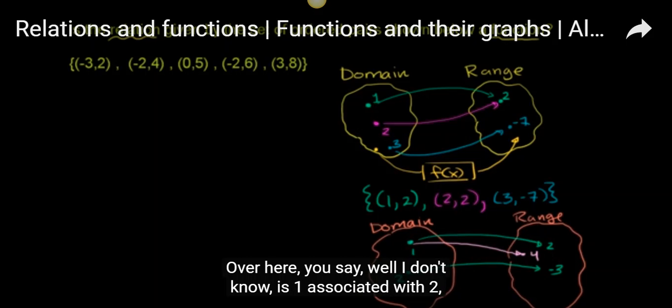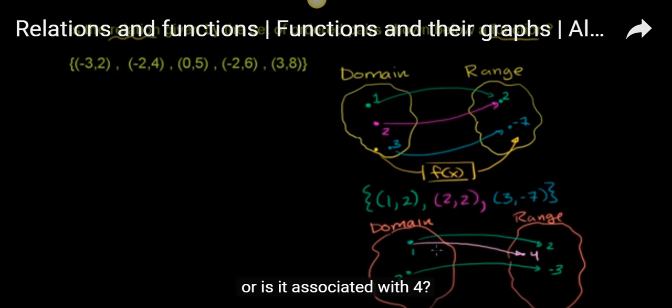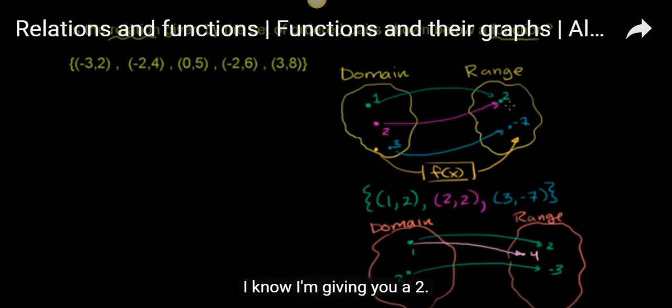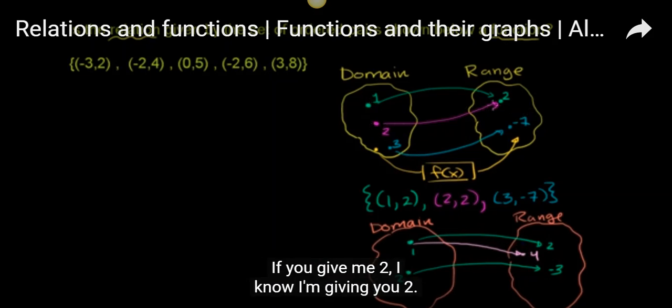Over here you say, well, I don't know, is 1 associated with 2 or is it associated with 4? It could be either one. So you don't have a clear association. If I give you 1 here, you're like, I don't know, do I hand you a 2 or 4? That's not what a function does. A function says, oh, if you give me 1, I know I'm giving you a 2. You give me a 2, I know I'm giving you 2.